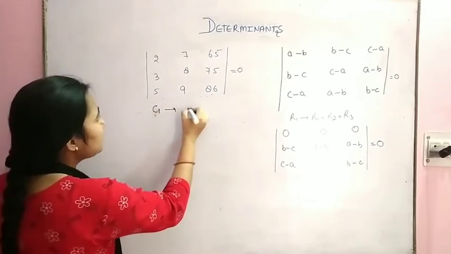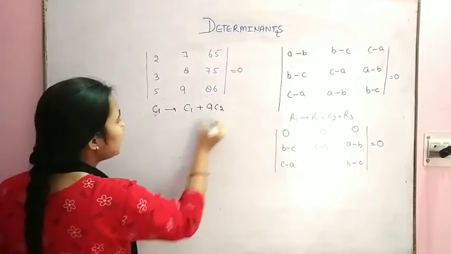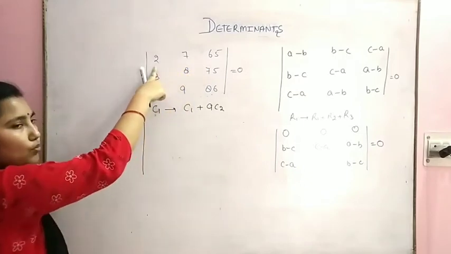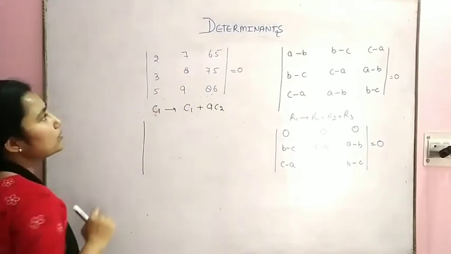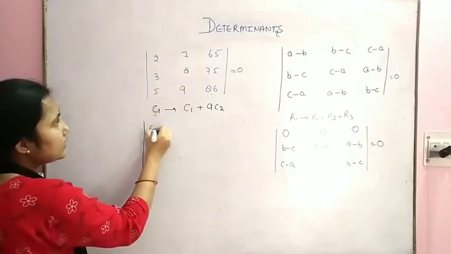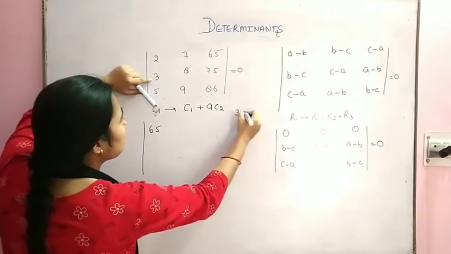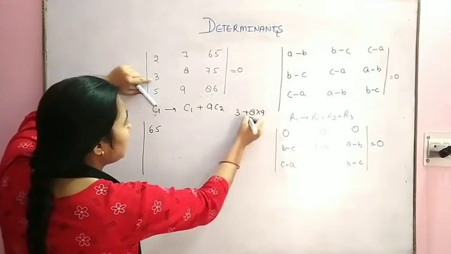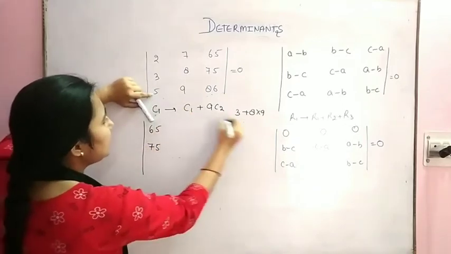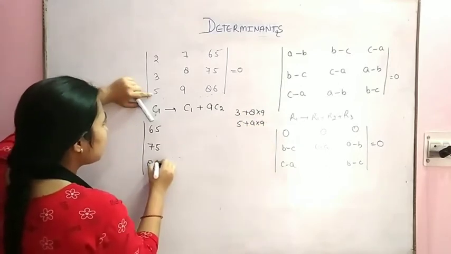C1 tends to C1 plus 9C2. What we get? C1, that means 2, plus 9 into 7. 9 times 7 is 63 plus 2, we get 65 here. Similarly, 3 plus 8 into 9. 8 times 9 is 72 and 3, we get 75 here. Similarly, 5 plus 9 into 9 is 81 and 5, we get 86 here.